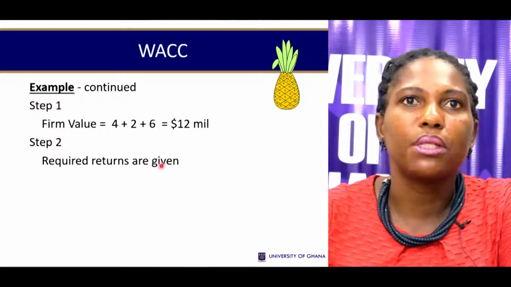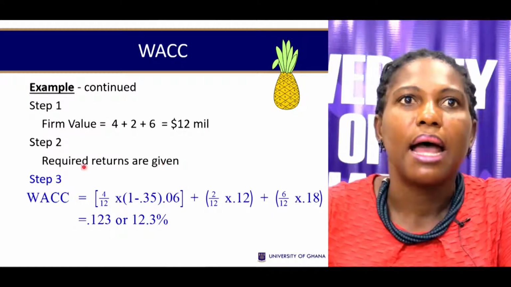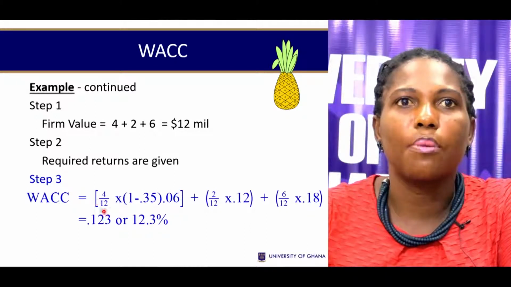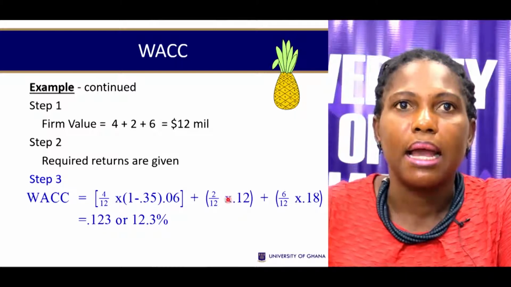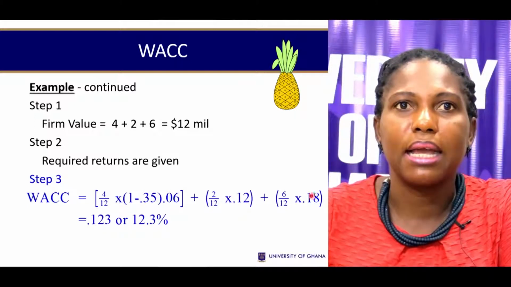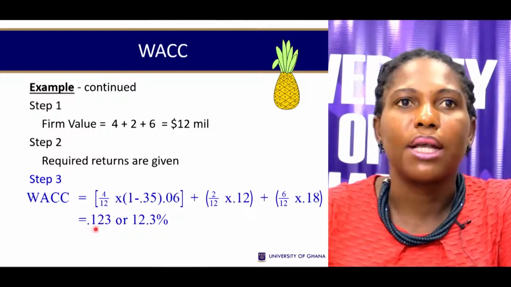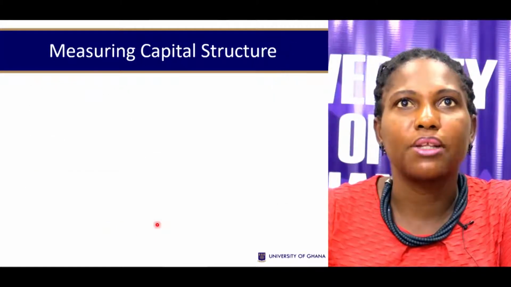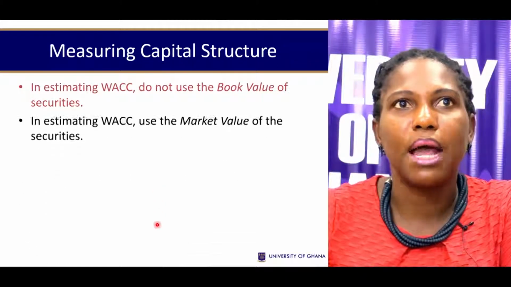Now we have to compute the required returns. And then we go to step 3, where we incorporate the weightings and adjust for taxes on debt, and then we are left with a weighted average cost of 12.3. Now let's begin to understand how to estimate.